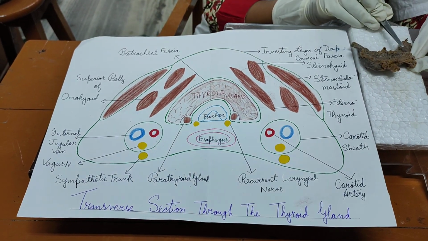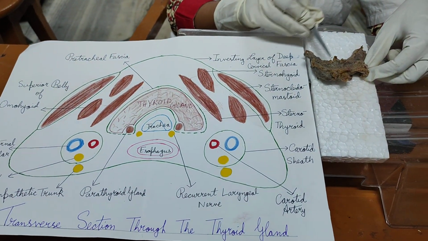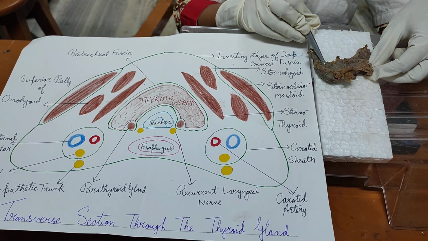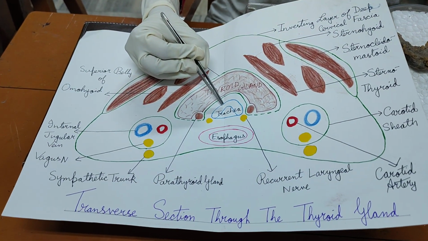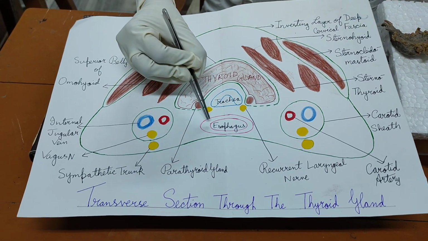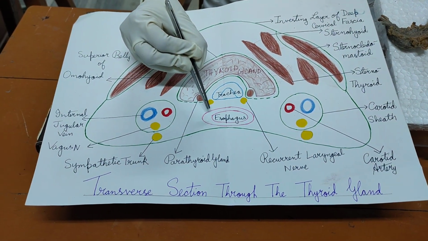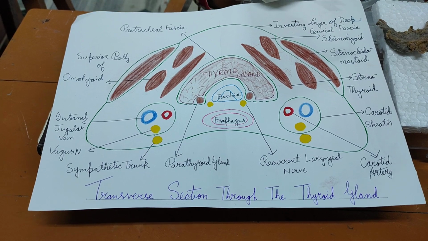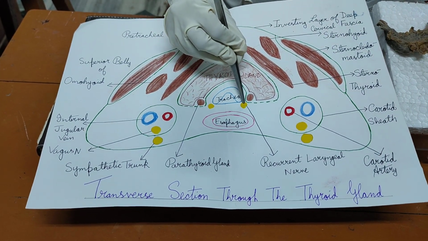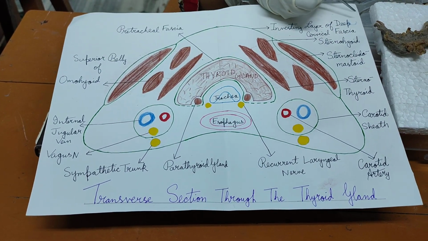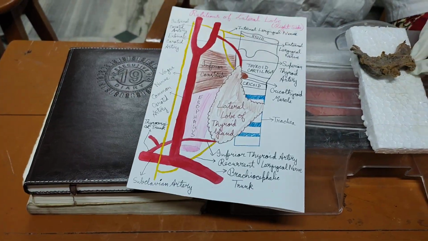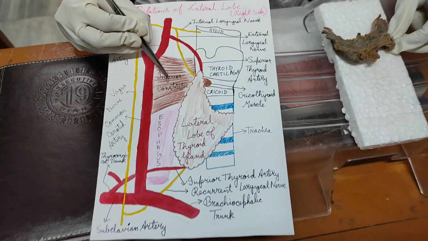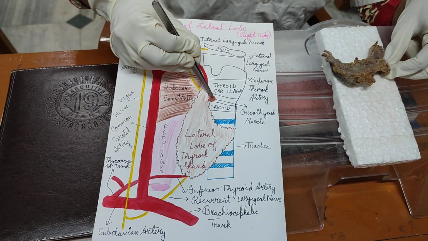Coming to the medial surface, the medial surface is related to two tubes of the respiratory system, trachea and larynx, and of the digestive system, esophagus and pharynx. It is related to two nerves, recurrent laryngeal nerve and external laryngeal nerve, as well as two muscles, inferior constrictor muscle and cricothyroid muscle.